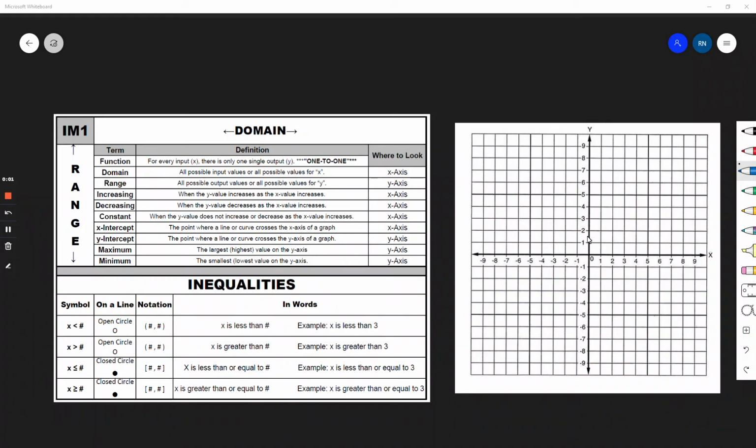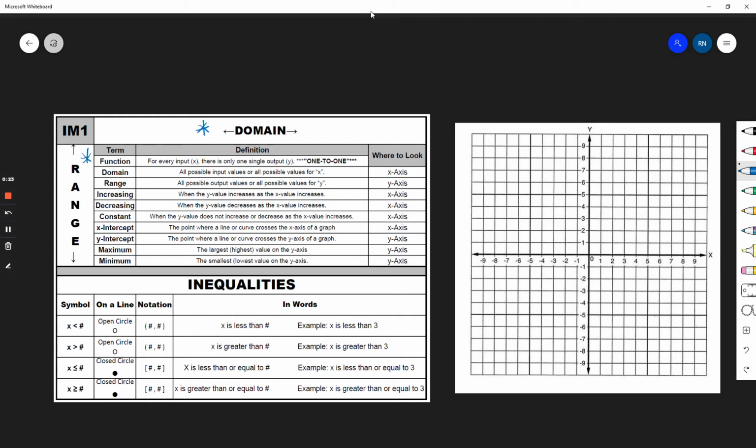All right, folks, so we're going to be going over the cheat sheet for the features of a function. There are some very important things that you're going to need to know for this module, specifically domain and range. This is something you're going to see all the way up in IM3 and probably beyond IM3, so it's very important that you write this down.